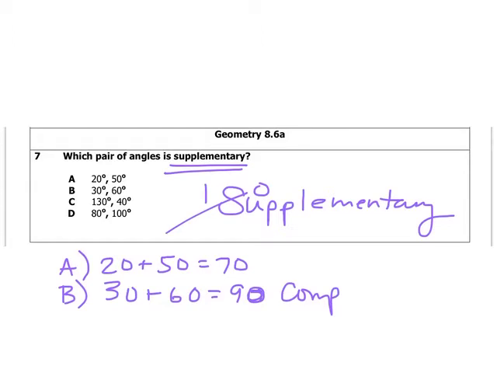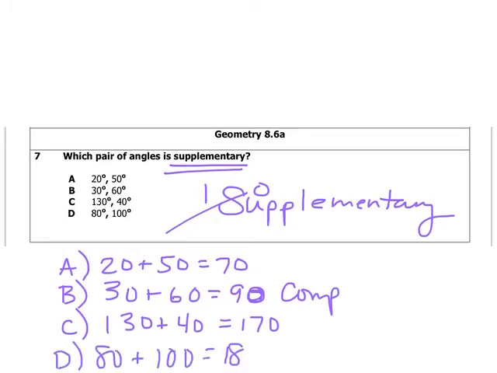Come on, 0, there we go. C, 130 plus 40 is 170. Again, that's nothing, really. And D, 80 plus 100 is 180. Man, this was pretty easy, wasn't it?